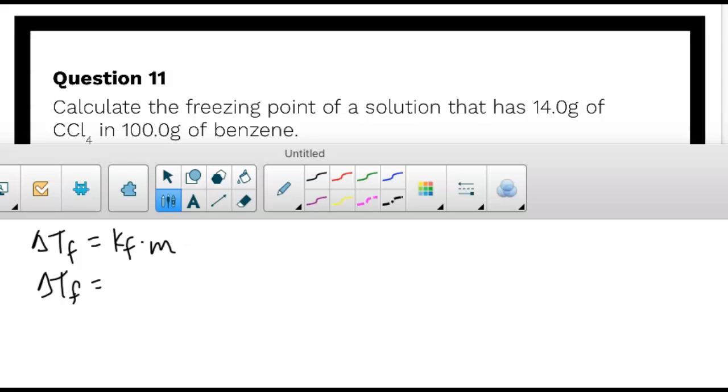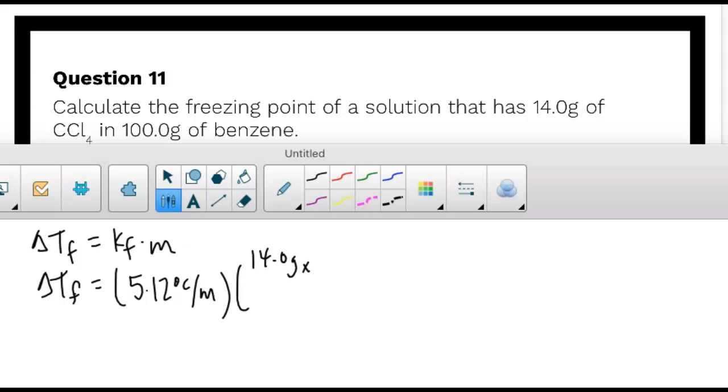So Kf is for benzene. So K is for the solvent. So we're going to use 5.12 degrees Celsius per M. And the molality of our solution, which is moles of solute, which is carbon tetrachloride, it's the one that has the lower mass. And we're going to convert that to moles. So I'm going to plug it into the equation right away.